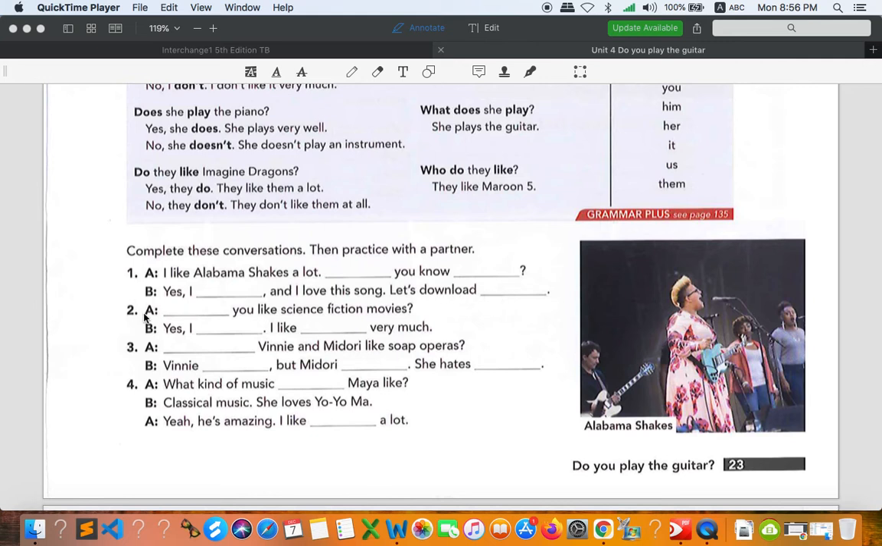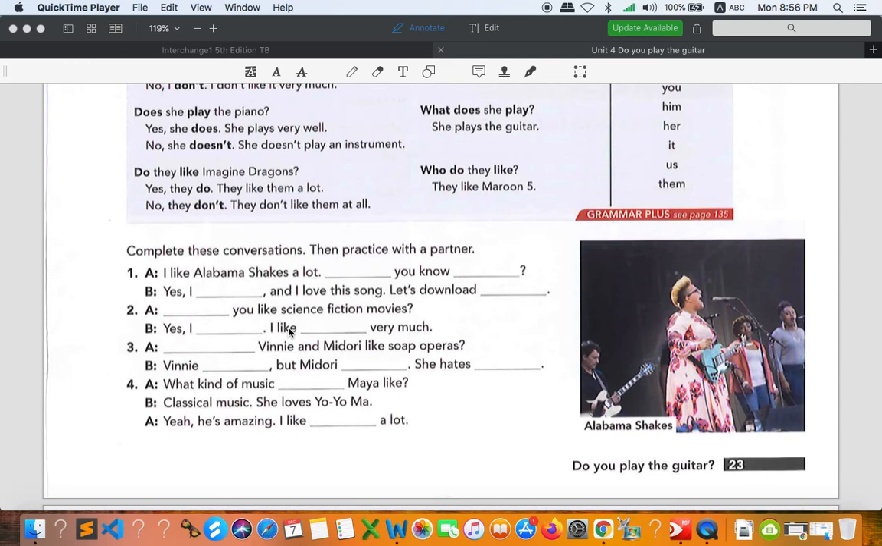Number two. So we don't have the WH question. So let us take a look at this. We have yes. So that is a yes-no question. Then you can say, do you like science fiction movies? And then the answer is yes, yes I do.